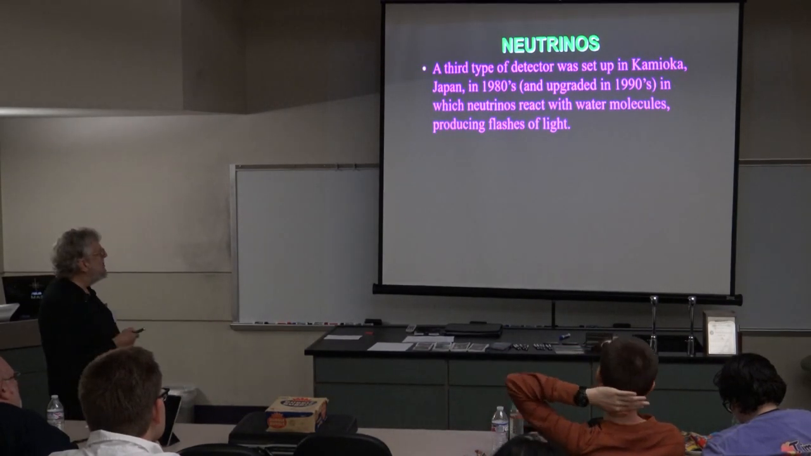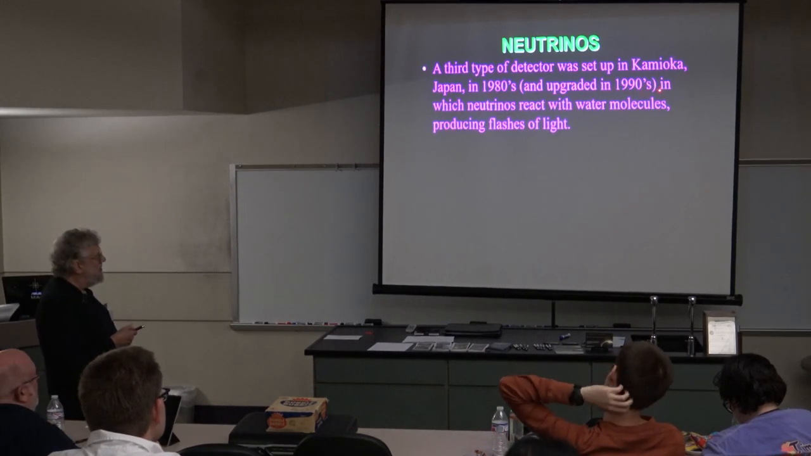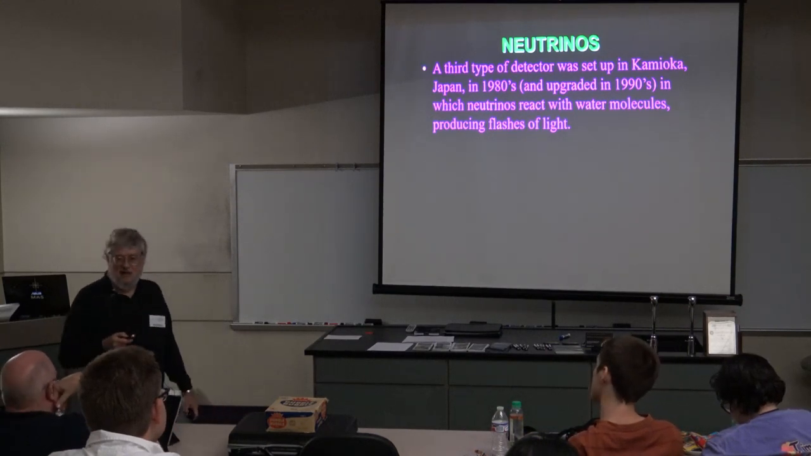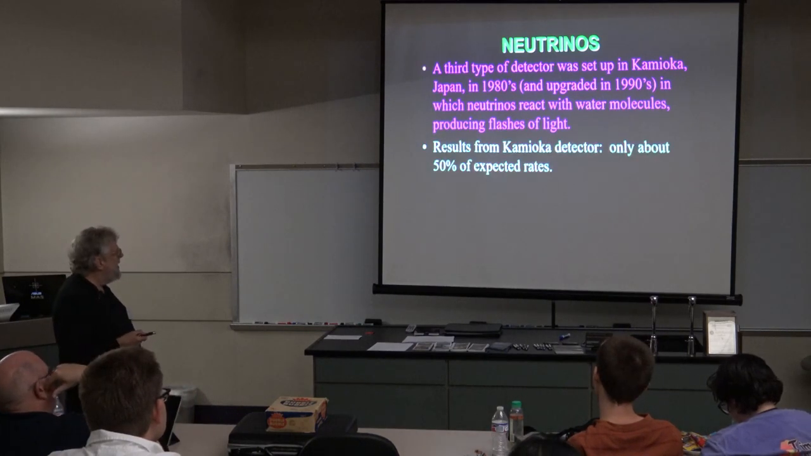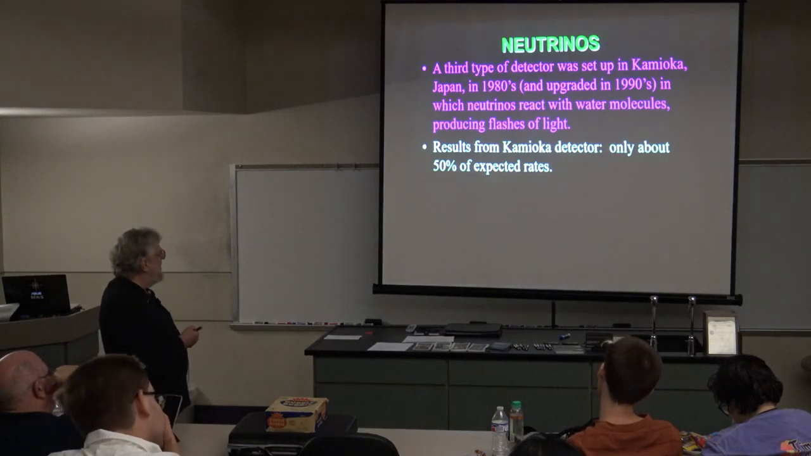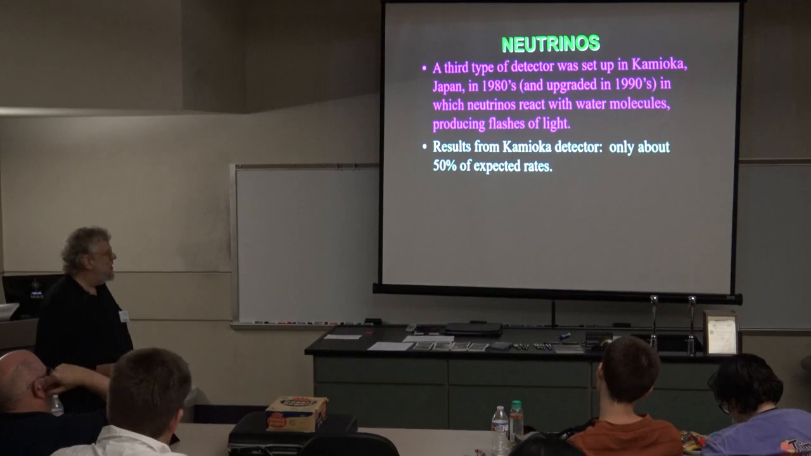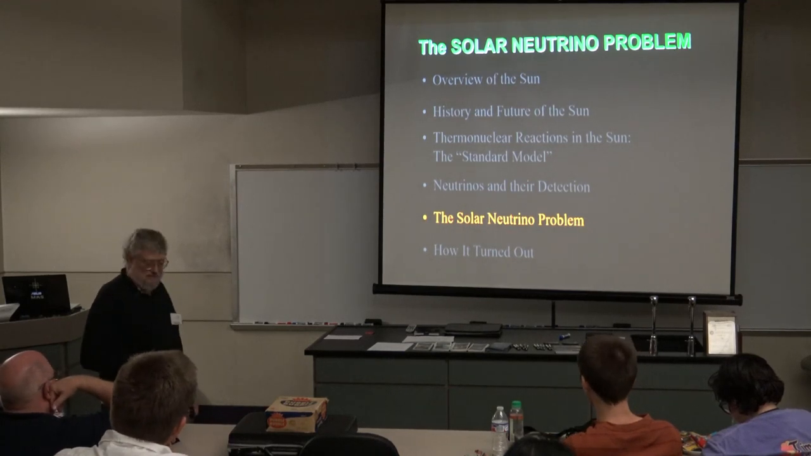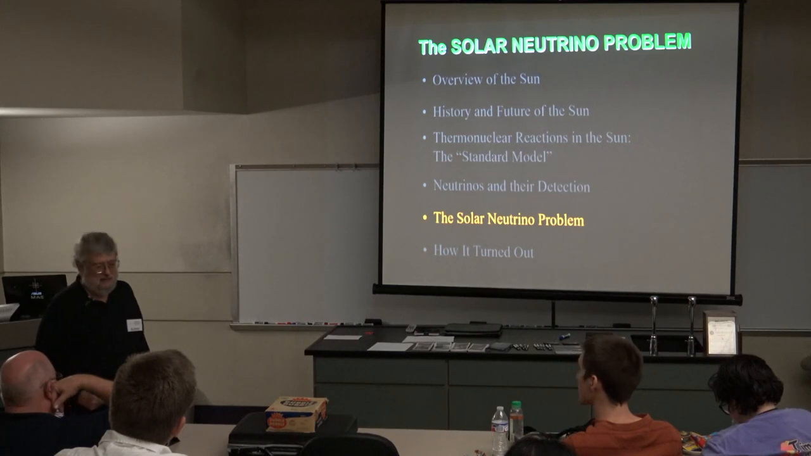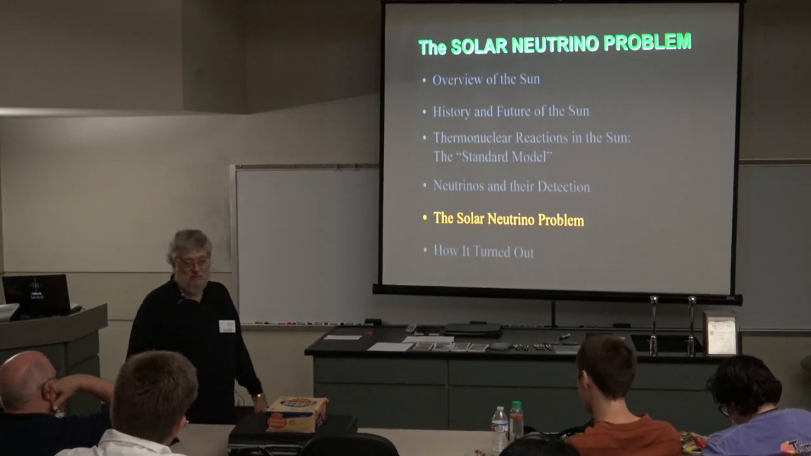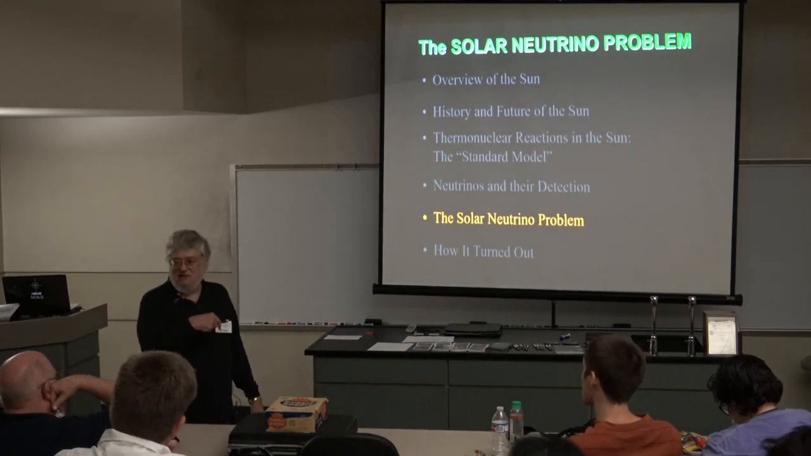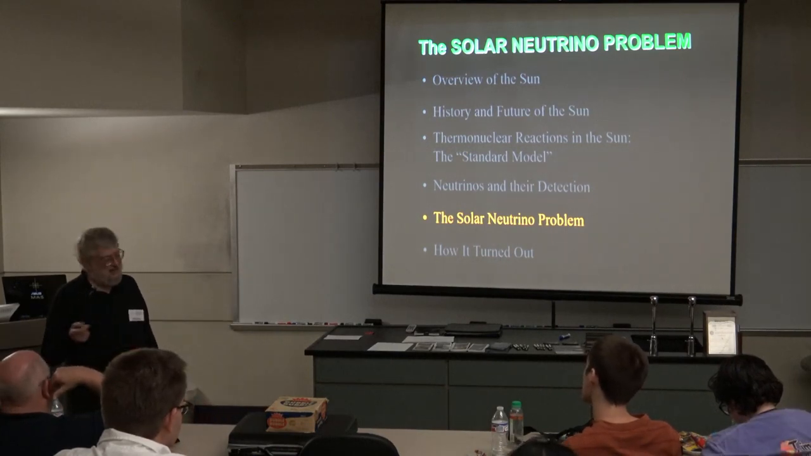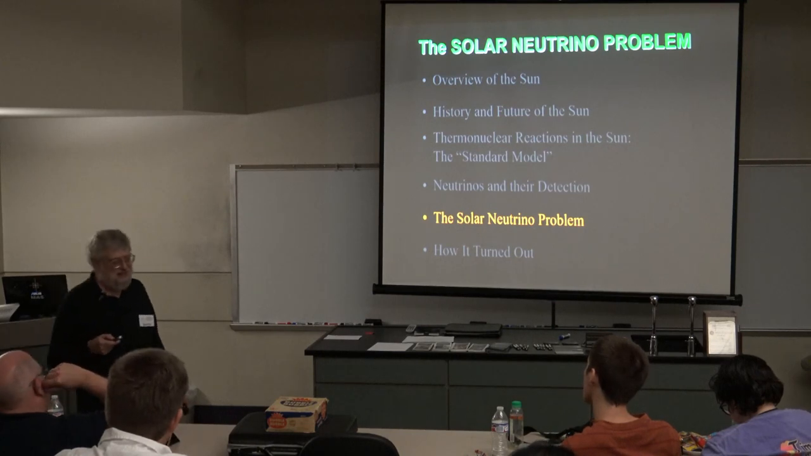A third type of detector, set up in the 1980s and upgraded in the 1990s, used neutrinos reacting with water molecules, which produces little flickers of light, and then you detect the flicker of light to count them. And without going into the details, they only got about half of the rates that were expected from that as well, the Kamioka detector. Okay, that leads to the realization that we had a problem here. We had these Nobel Prize winning equations. Remember, he got the Nobel Prize in 64 before they started disproving it with the various detectors. All the experiments were after that, and that didn't look so good. I don't think they ever take one back, but it really didn't look good.